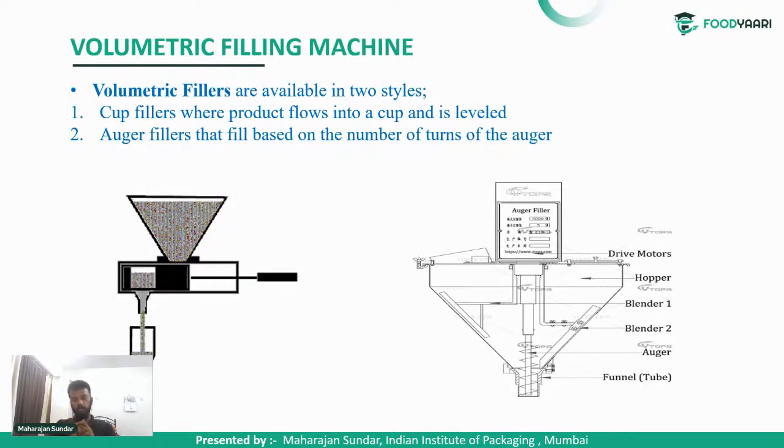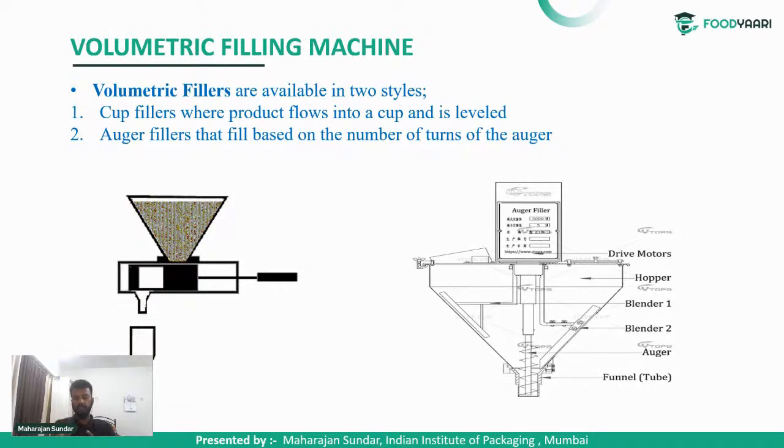And there are two blades, mentioned here as blender 1 and blender 2. This is used for fine products and hygroscopic products, because while packing, these products might absorb moisture from the environment. To avoid formation of lumps, it is continuously agitated by blender 1 and blender 2. This part is continuously in rotary motion, in relation with the rotation of the auger.